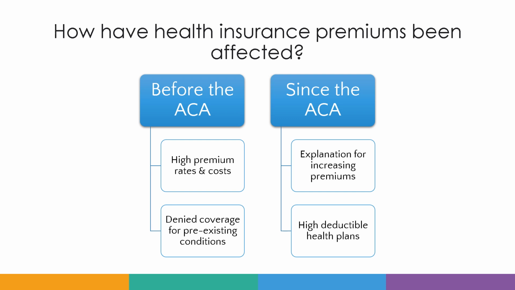How have health insurance premiums been affected? Before the ACA, health insurance companies were able to increase the premium rate as high as they wanted and deny customers with pre-existing healthcare issues. Individuals and employers were paying a high cost for insurance for little to no coverage. According to the Kaiser Family Foundation, average family premiums for employer-sponsored health insurance increased by 55% between 2008 and 2018, while wages increased only by 26% and inflation rose by 17% during the same period.